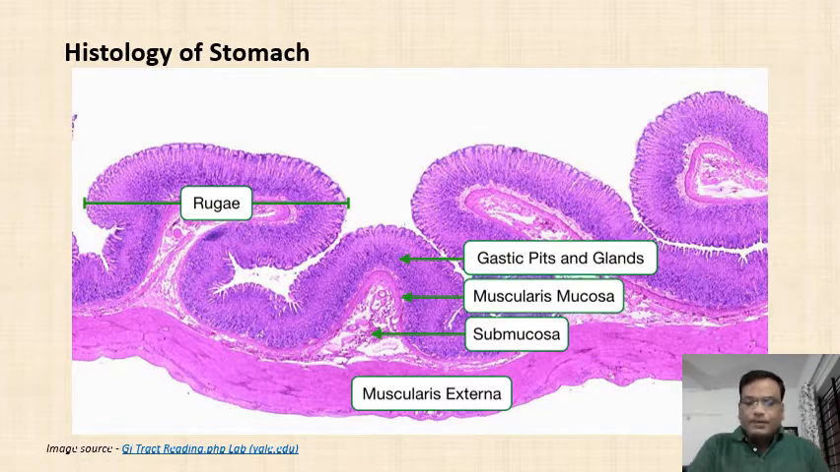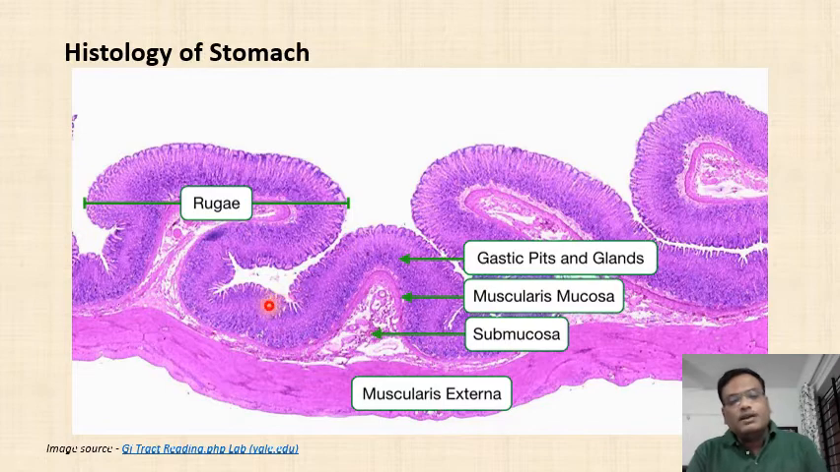Now remember, if you compare the muscularis layer of esophagus and the intestine, like small intestine and large intestine, the muscularis layer of stomach is very thick. So comparatively, in the alimentary canal, stomach is more muscular in nature, and that's why it shows contractions and relaxation. So the muscularis layer is very thick, and then you find the submucosa layer and mucosa layer.